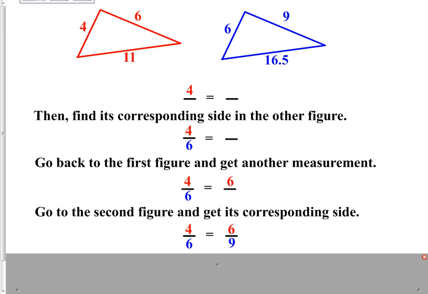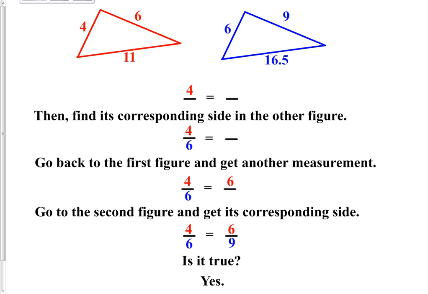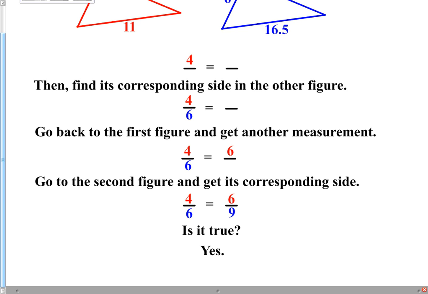Is this a true proportion? Does 4 over 6 equal 6 over 9? Some people can see this one right away. Some people may need to cross multiply. When you cross multiply, 4 times 9 is 36. 6 times 6, also 36. We have a true proportion. That's good, but unfortunately, that is not enough to tell us if we have similar triangles or not.